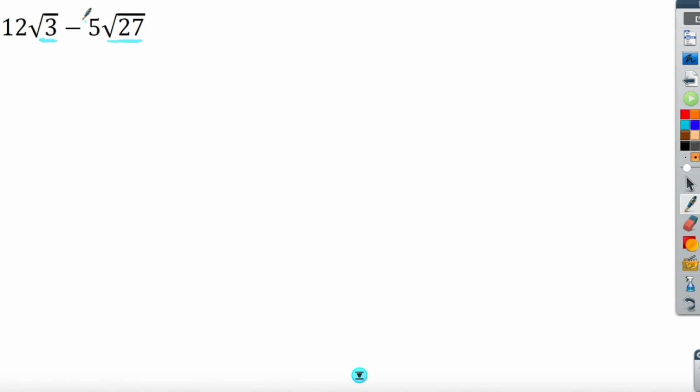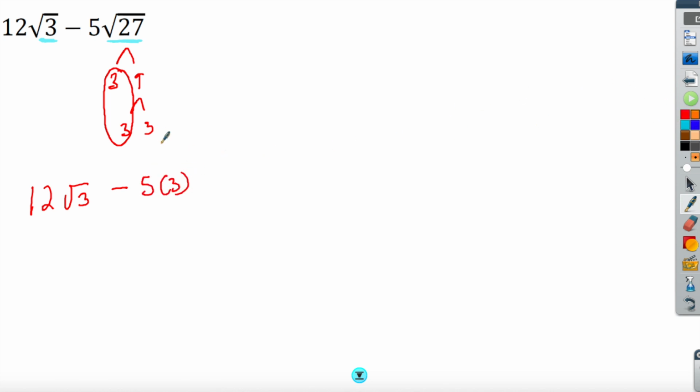By looking at this one, it's pretty clear that radical 3 and radical 27 are not the same. So currently I cannot subtract these. But let's see if I can simplify radical 27. Two numbers that multiply to 27 are 3 and 9, and two numbers that multiply to 9 are 3 and 3. Therefore, I have a pair, and this would come out. So I have 12 radical 3 minus 5 times the 3 I just brought out, but let's not forget I still have this leftover 3 here.